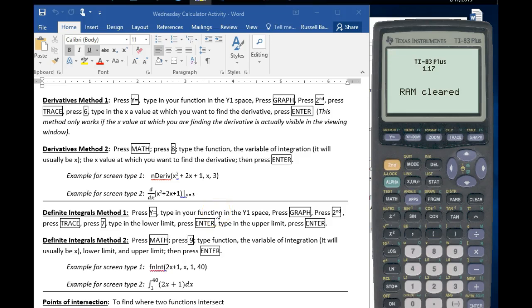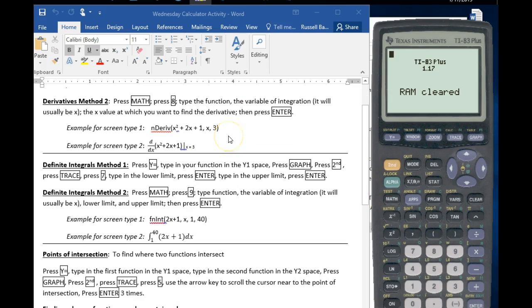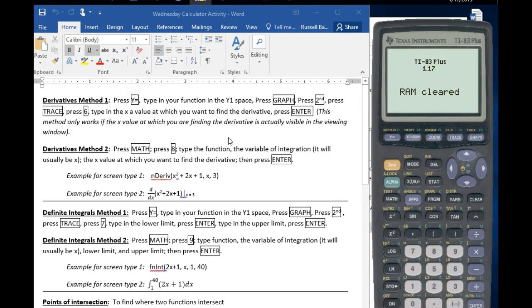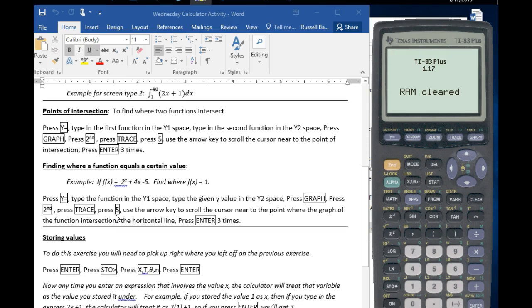Okay, fifth period. We didn't get to finish our calculator practice on Wednesday. Before you start your classwork time, I thought I'd go through the things we didn't get to. We did get to talk about derivatives and integrals, so I'll leave that to you. But we didn't get to talk about points of intersection. So I'll demonstrate this for you.